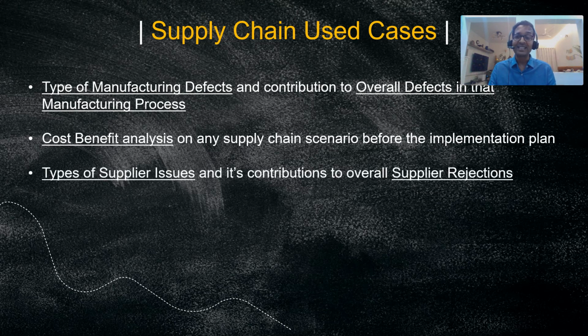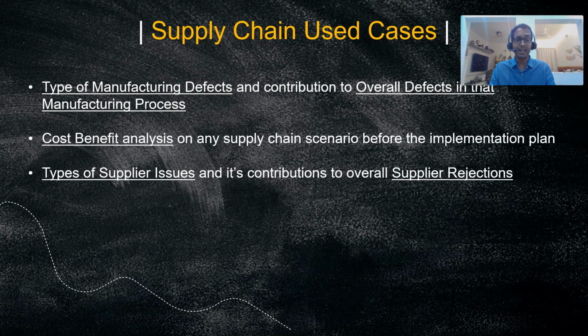The third one is types of supplier issues and their contribution to overall supplier rejection. Typically this could be a manufacturing inbound process, that is an RM inward, or it could be a bought out item. You take it from the supplier, do some inbound quality check, pick up data on different issues faced from a supplier and their contribution to overall rejection. You can use a Pareto chart again to prioritize.